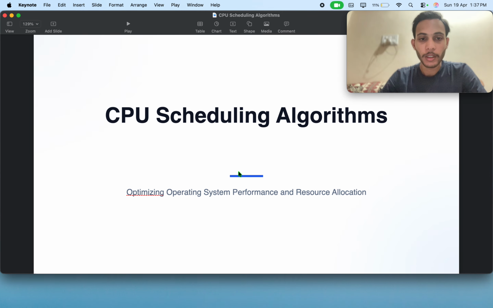We are going to dive into core operating system performance by exploring CPU scheduling algorithms. We'll look at how the OS decides which task to process and when, to maximize efficiency.